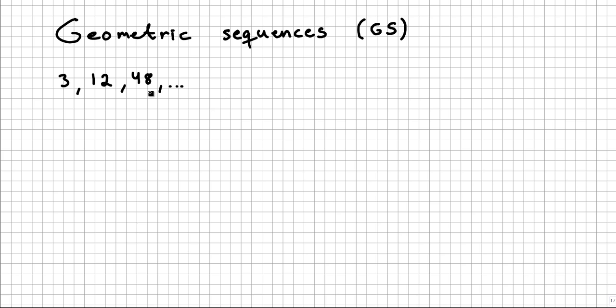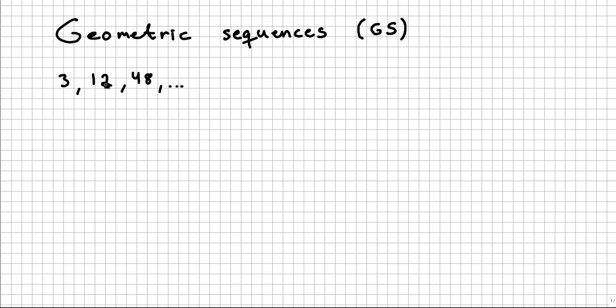That's the question. So we can easily see that this is not an arithmetic sequence because the difference between the first and the second is 9, and the common difference between the second and the third is more than 9. So therefore, if it's not the same difference between the pairs, it's not an arithmetic sequence.